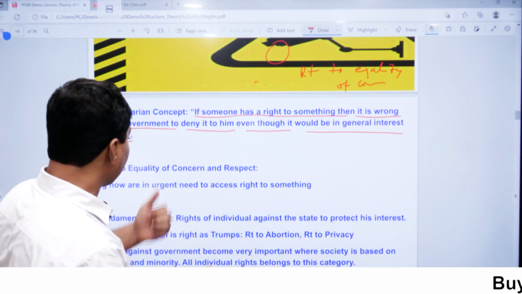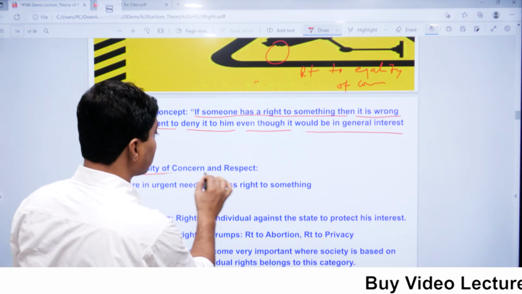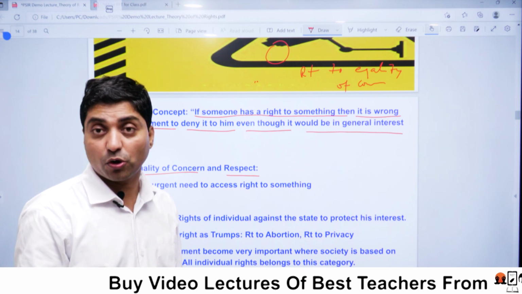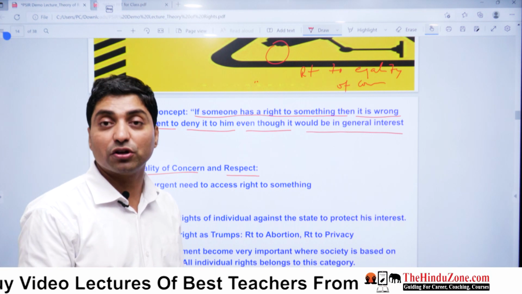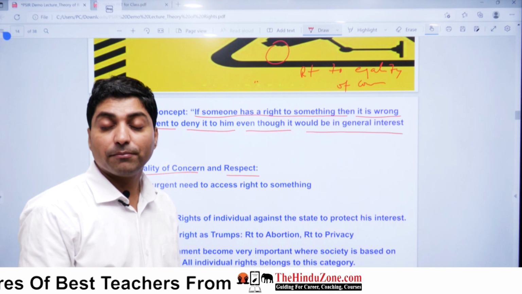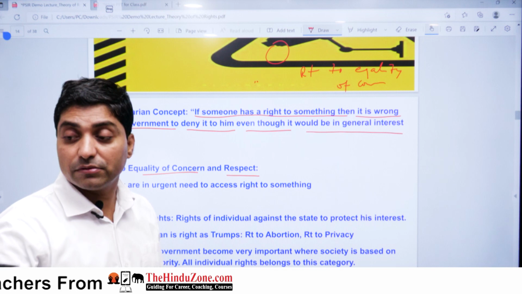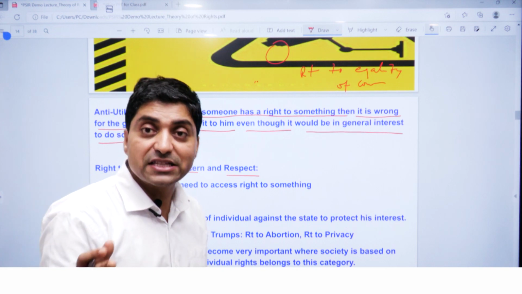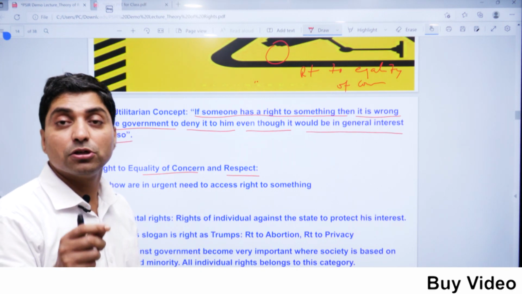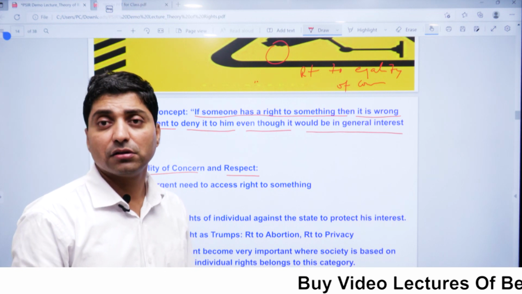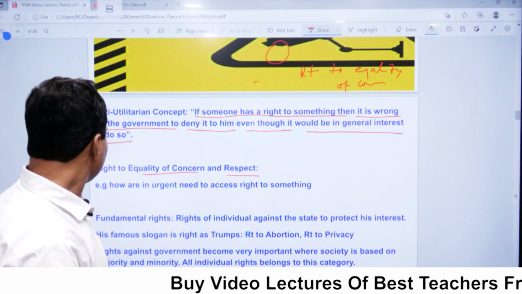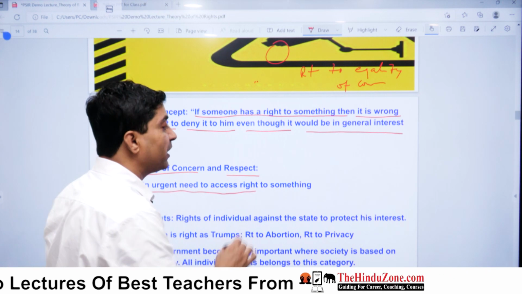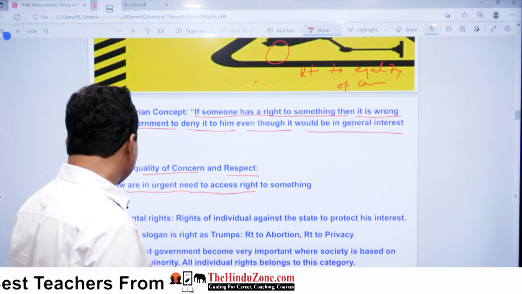He said we should keep more concern about equality of concern and respect. If you see, I'm in hospital, you are also in hospital, but I may die without medicine, while that medicine will be helpful to someone else also. Dworkin said, give medicine to those who are badly needed. So, for those who urgently need to access those rights, the right should be given.